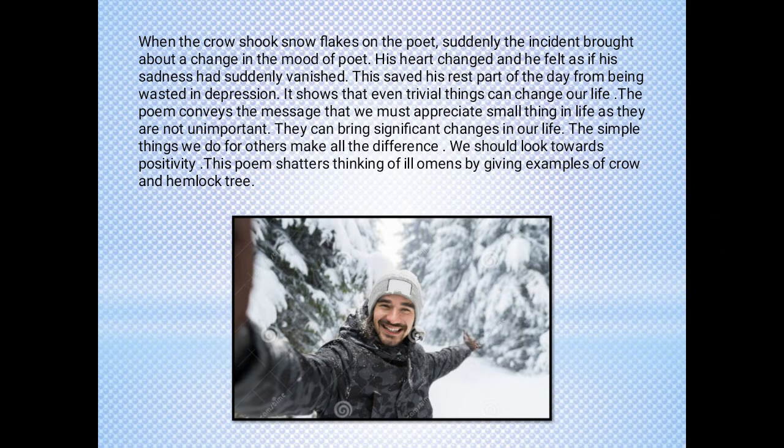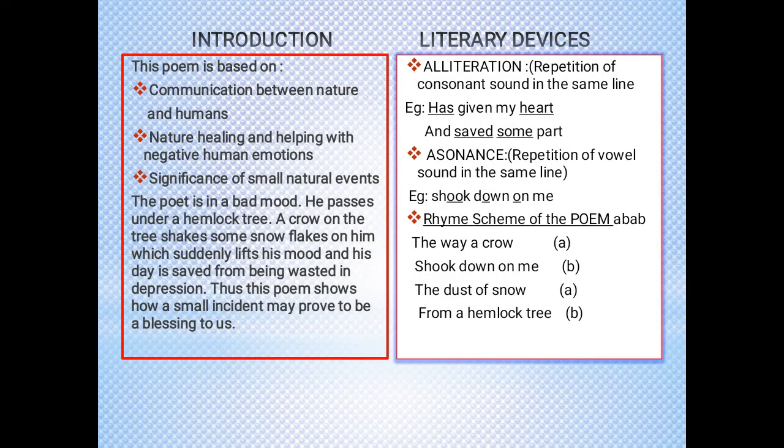Now let us see some literary devices in the poem. First is alliteration. Alliteration means repetition of consonant sound in the same line. So you can see the lines in the poem. Has given my heart, the way a crow shook down on me the dust of snow from a hemlock tree, has given my heart, H and H. These two consonant sounds are repeating in the line, and saved some part, again S and S, both the consonant sounds are repeating. So this is called alliteration.